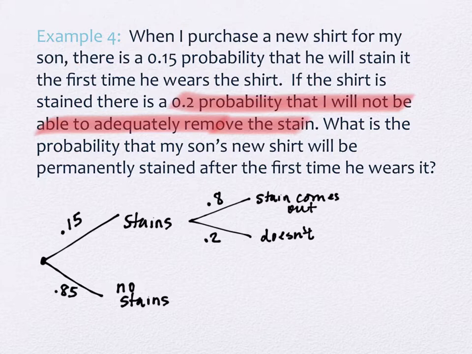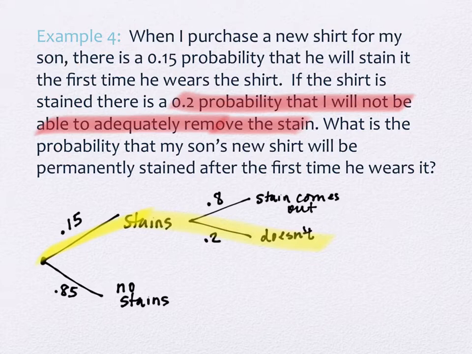Now notice, I drew the tree diagram, which means every branch that I did draw does have a probability on it. That is going to be happening regardless of what happens otherwise. We're going to flesh out all those details. Now the question that I'm supposed to be answering is, what is the probability that his shirt will be permanently stained after the first time he wears it? So where is that on this picture? Well, it says it's going to get stained, and then what's going to happen? It doesn't come out. This is the branch that it's referencing.